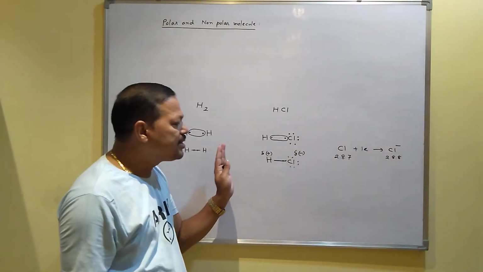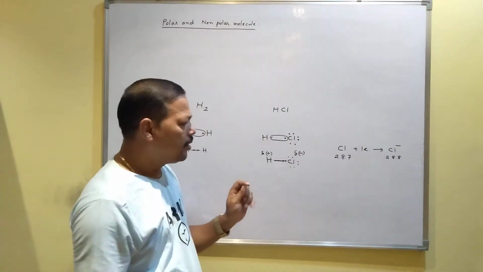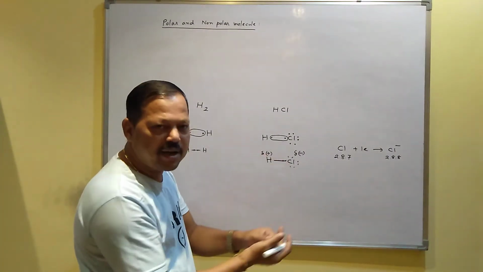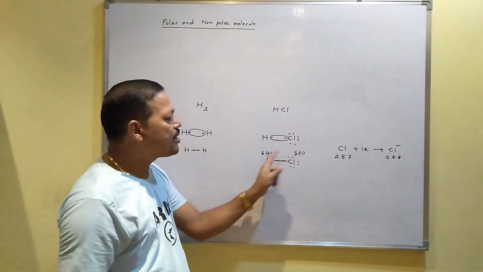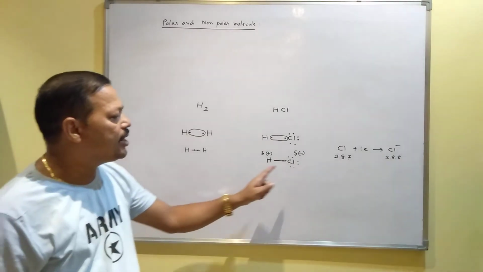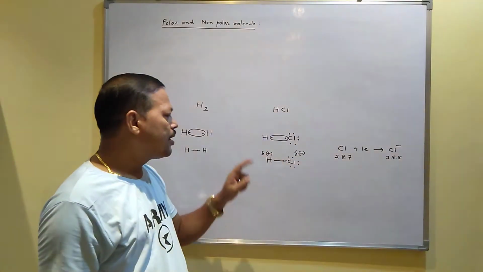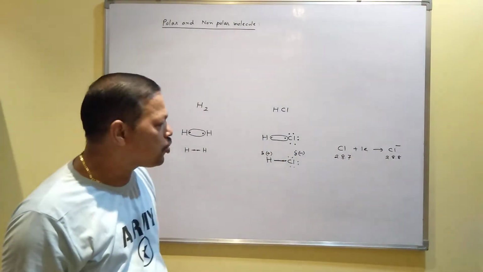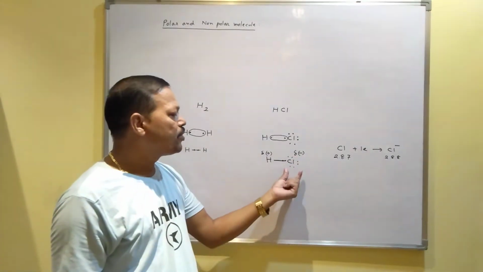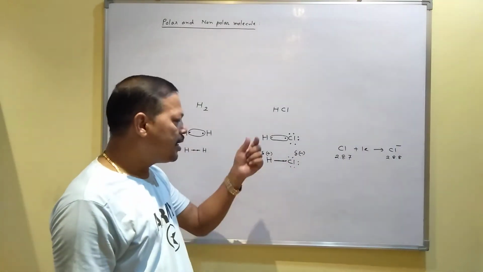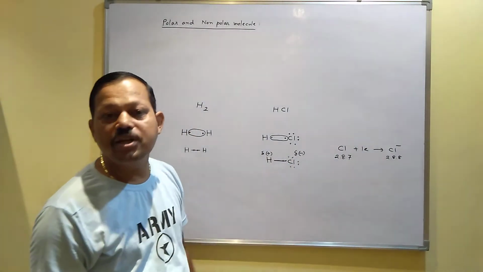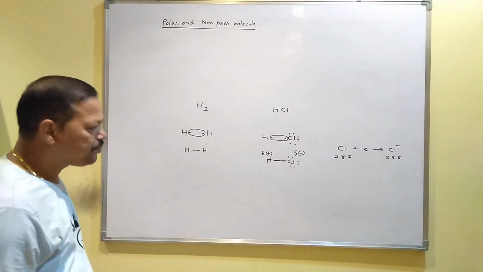But here it just attracts the electron towards it. Chlorine does not gain the electron permanently. So that is why this type of charge is called a partial charge. Partially chlorine is negatively charged and partially hydrogen is positively charged. Why is it negative? Due to the increase in electron density. And why is it positive? Due to the decrease in electron density.